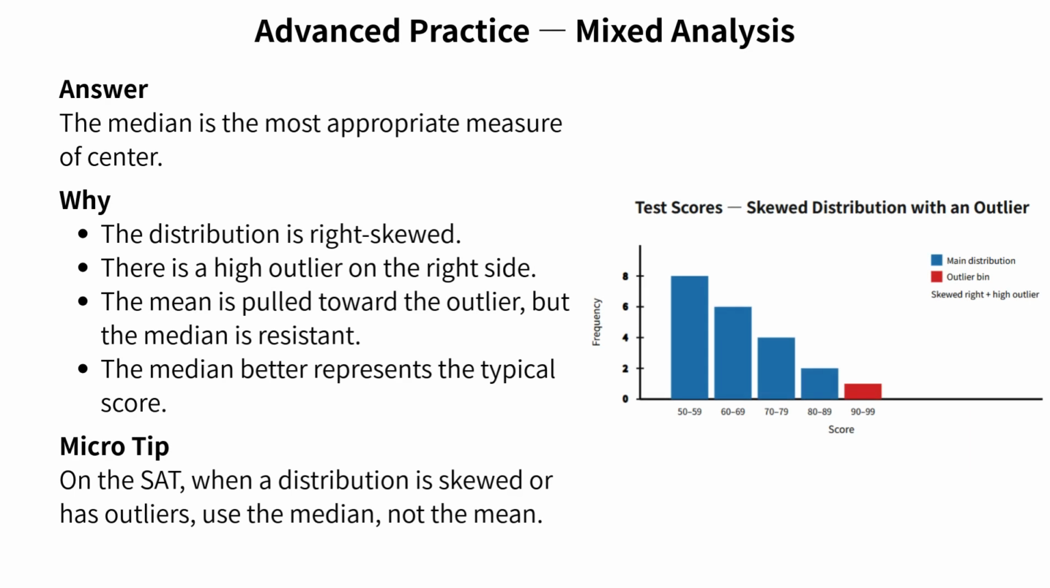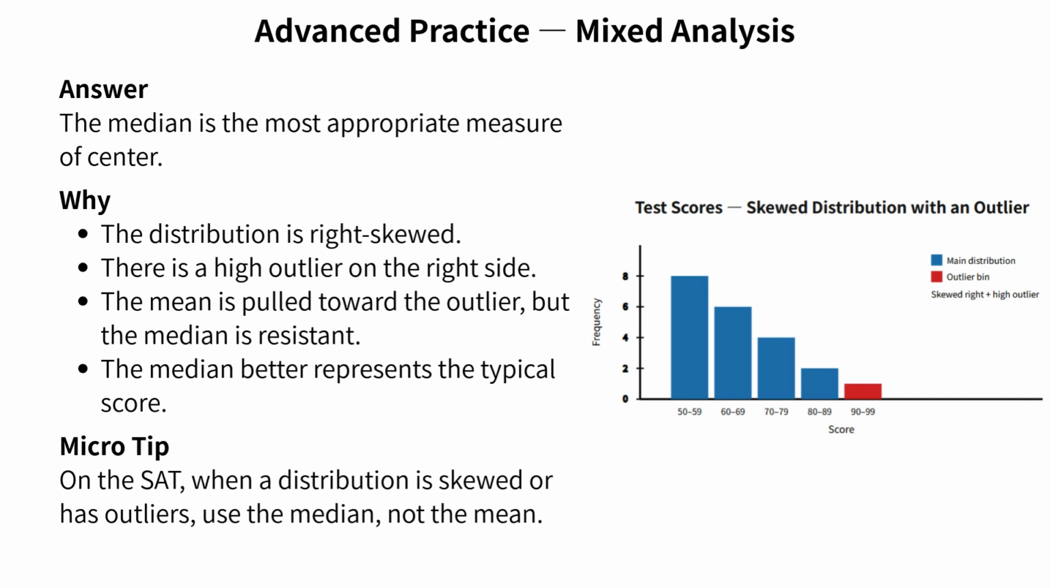Let's carefully go through the correct answer. In this situation, the most appropriate measure of center is the median. First, look at the shape of the distribution. The histogram shows a right-skewed distribution, which means most of the data values are concentrated on the lower end, while the tail extends toward higher scores. Next, notice that there is a high outlier on the right side. This value is far away from the rest of the data.